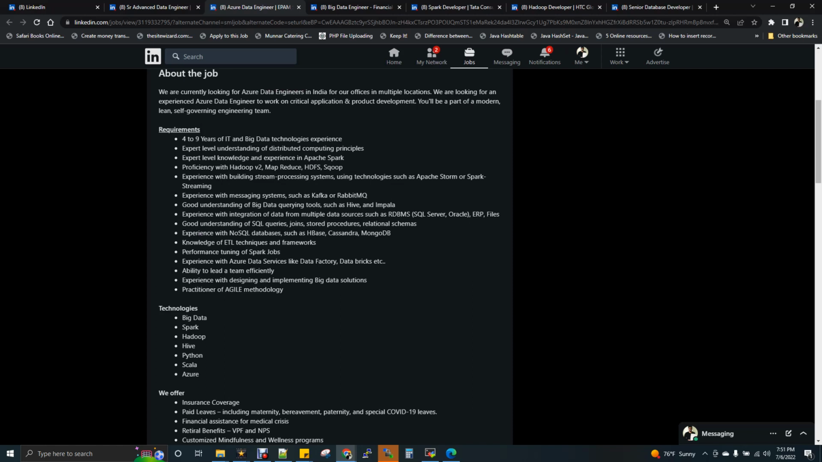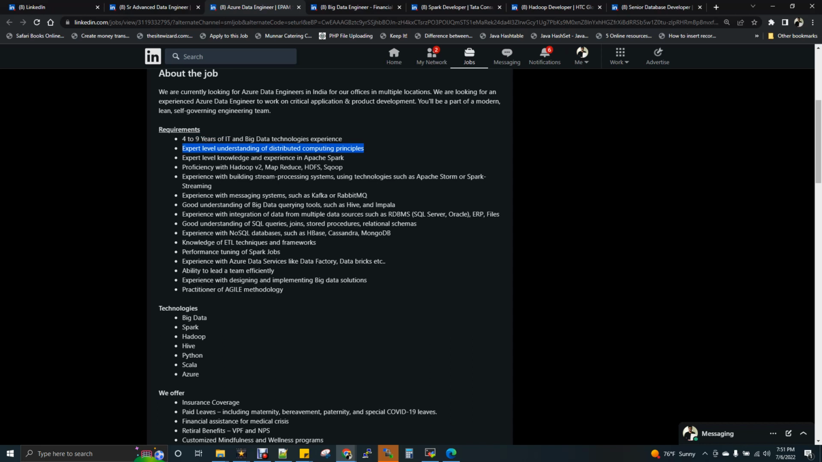So 4 to 9 years of IT and big data technology experience. Here 4 to 9 years of IT experience is what they're actually focusing on. That's the hidden message I can get from it. So for big data technologies, it could be even 1 year or 2 years. That's completely fine. It depends on how you project it to them.